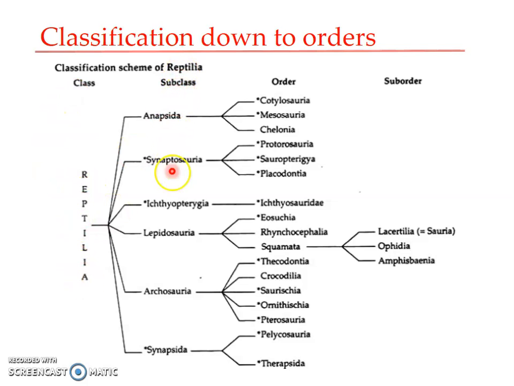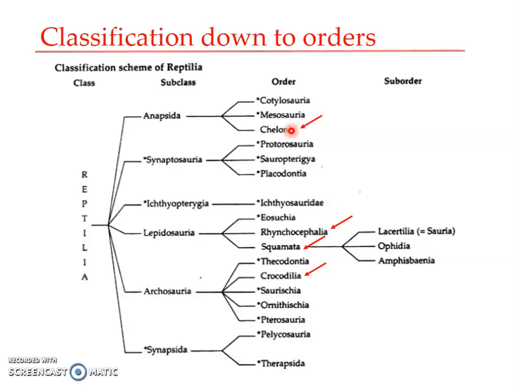It is divided into six subclasses: the Anapsida, Synaptosauria, Ichthyopterygia, Lepidosauria, Archosauria, and Synapsida. Each of these subclasses is further divided into many orders, and all the starred names represent the extinct forms. Only Chelonia, Rhynchocephalia, Squamata, and Crocodilia are the four orders which include the living representatives of class Reptilia. All other orders include the extinct ones.